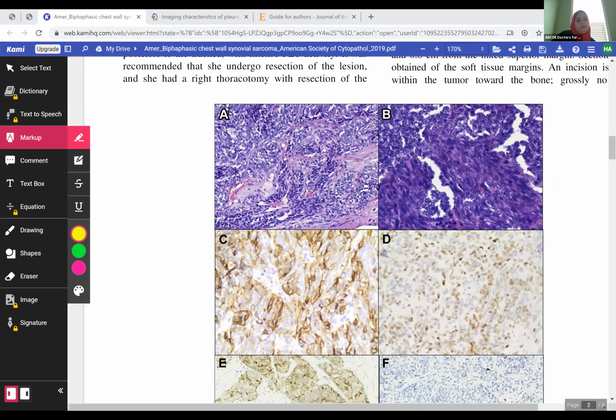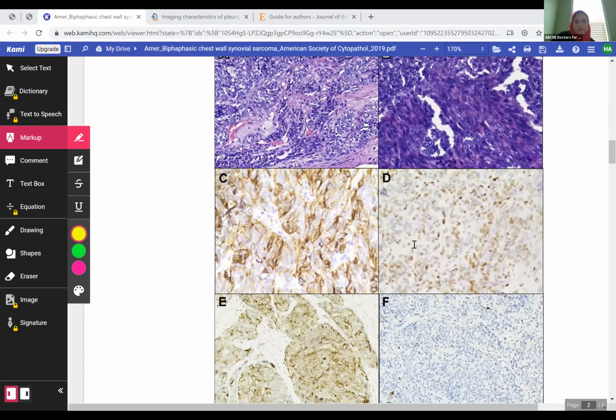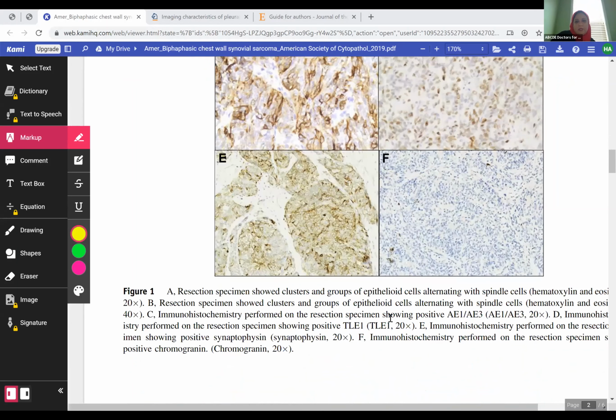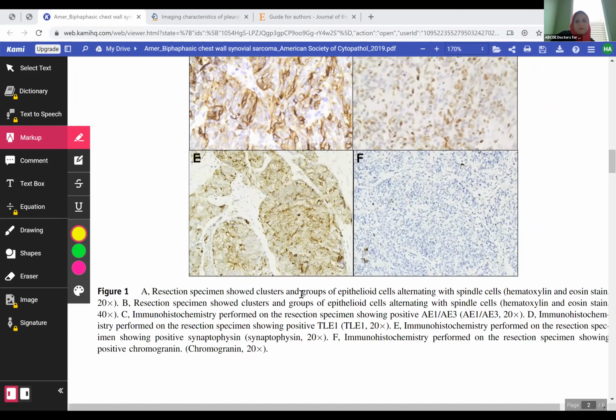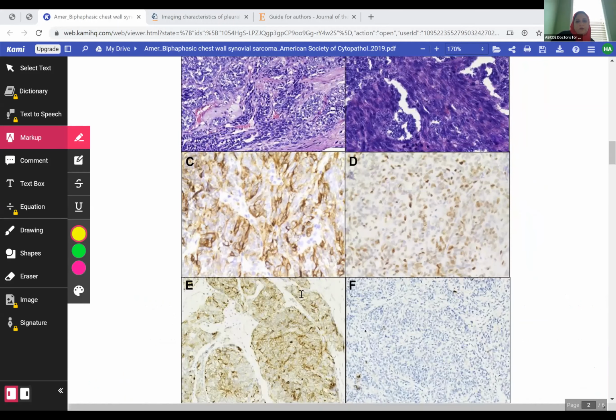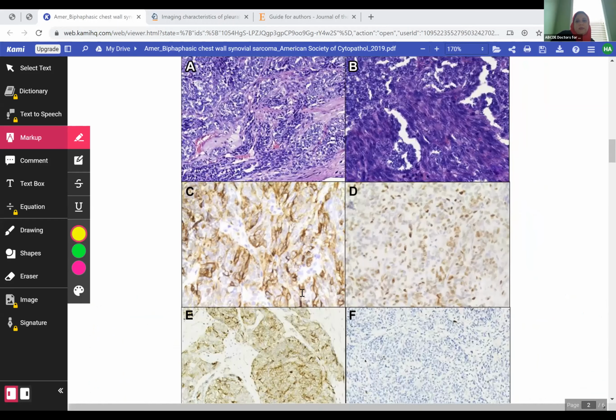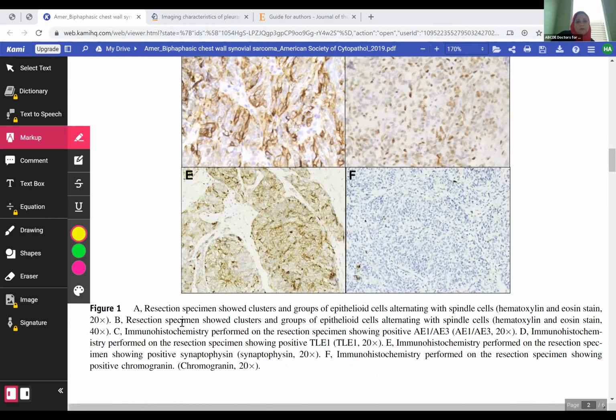So like I said, you've made it into a composite picture. You put those ones on. You want to choose the pictures that are most expressive of whatever you're describing, obviously. And then you look at the way it's described here in the figures. So A, resection specimens, so they know where it came from, right? What exactly does it show? It shows clusters and groups of epithelioid cells alternating with spindle cells. And then I describe what kind of staining I used, okay?